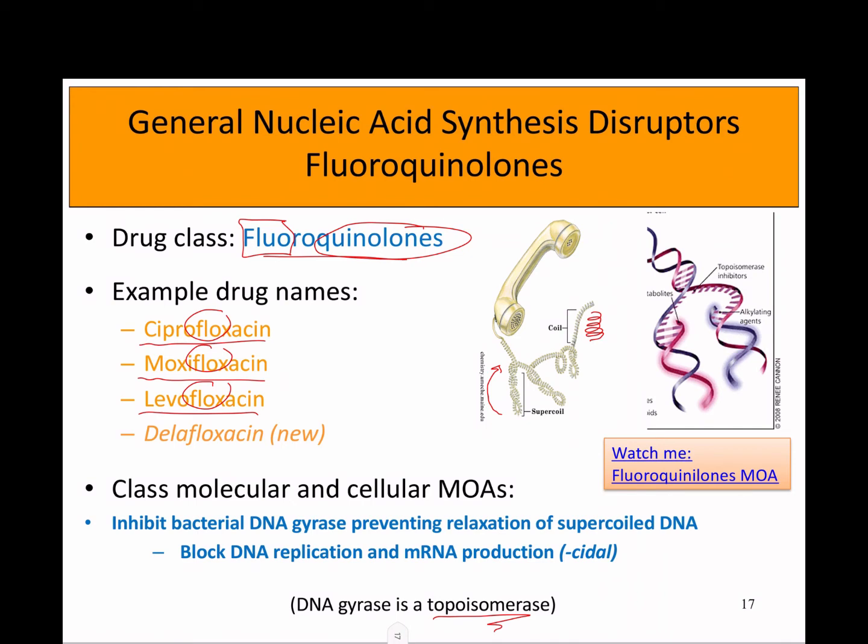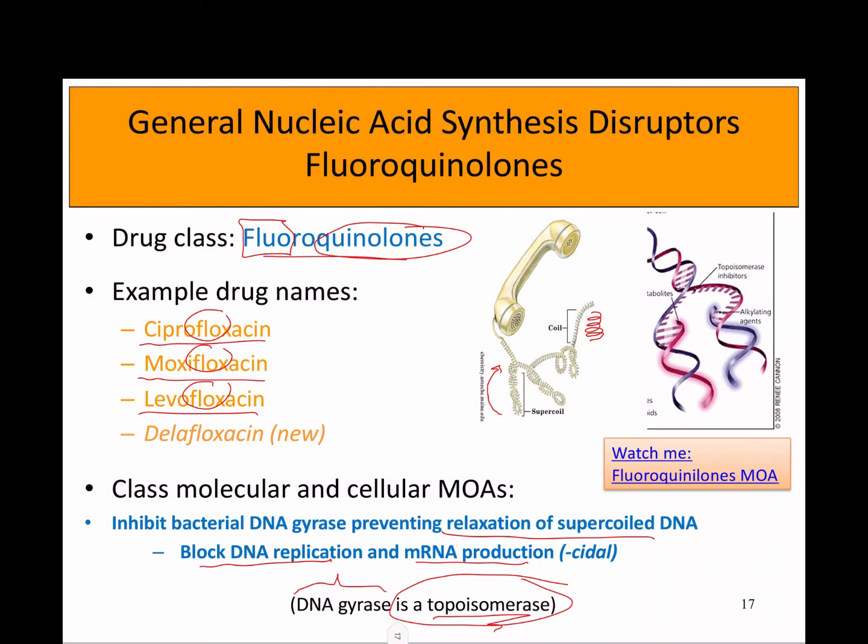That's beneficial for DNA because it helps compact it so it doesn't take up as much space. But if you want to transcribe into mRNA or duplicate the DNA for cell replication, you're going to have to open that up so the replication enzymes can get in there. So the first thing you need to do is break apart that supercoil and unwind it. That's the function of topoisomerases. This bacterial DNA gyrase is just one form of topoisomerase. When we inhibit that, we're preventing the relaxation of supercoiled DNA, and because of that, we can't replicate DNA and we can't produce mRNA.